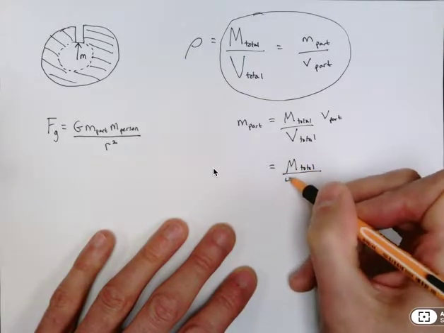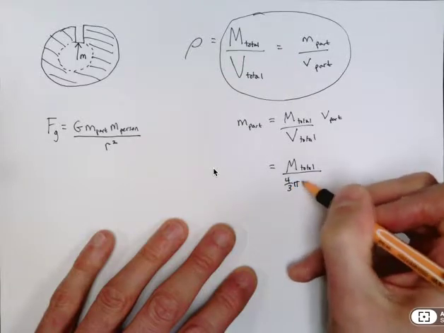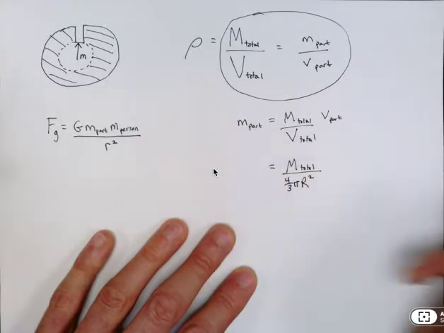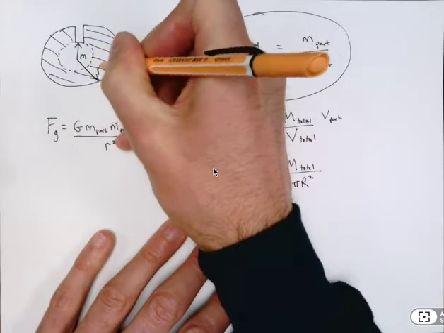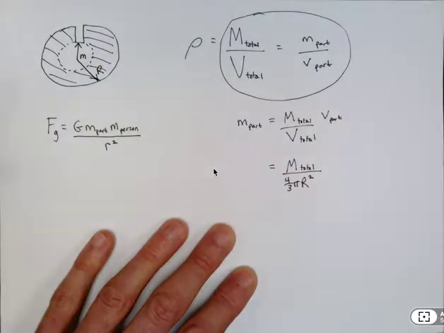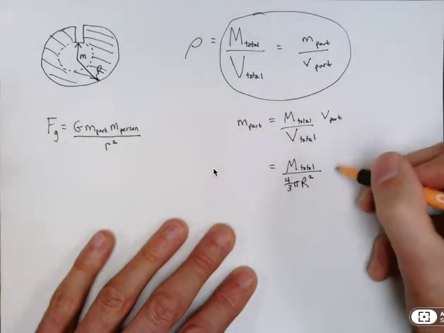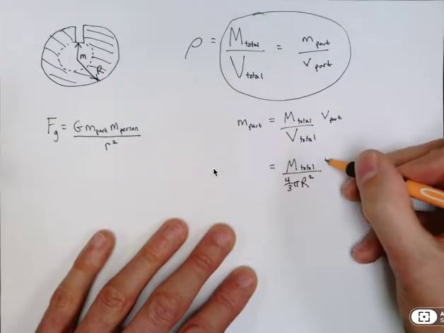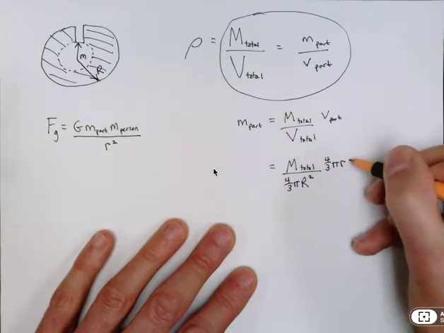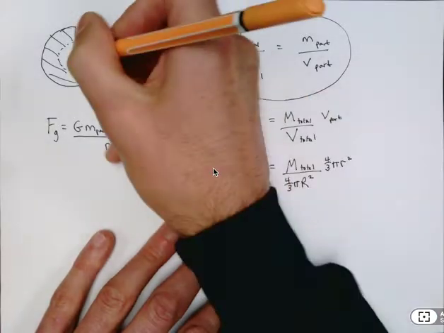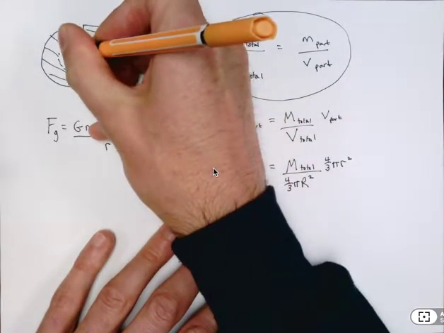Volume of a sphere is 4/3 pi r squared. I'm using capital R here to represent the radius of the entire Earth, so I'm going to draw that over here. That's capital R, the radius of the entire Earth. Here we have the volume of just the part of the Earth we're interested in, so that's 4/3 pi little r squared, and that would represent that distance right there.